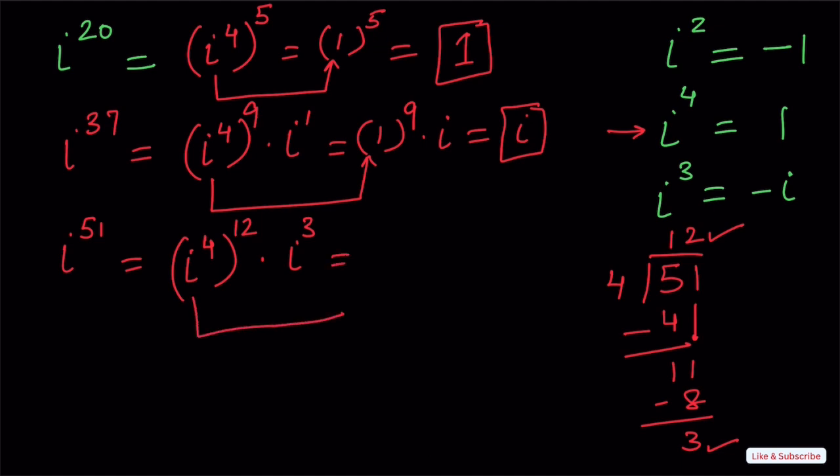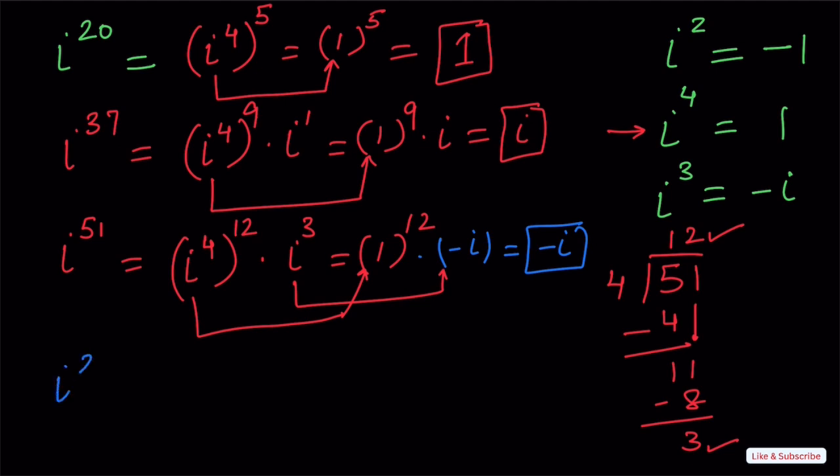Plug in the value for i raised to the power 4, which is 1 raised to the power 12. Plug in the value for i raised to the power 3, which is -i. Now when you multiply them, you get -i as the answer.